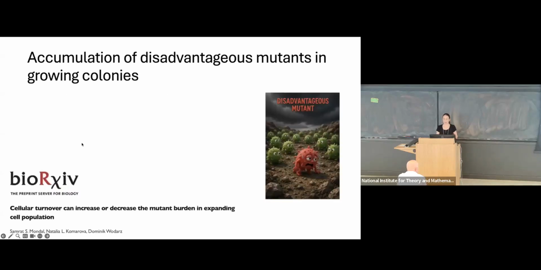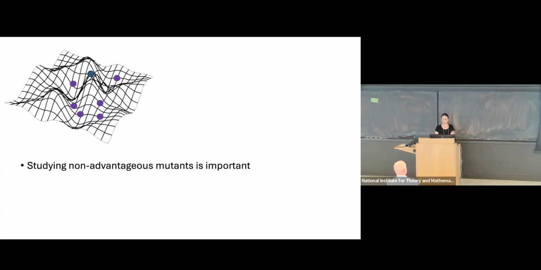Okay. Now, disadvantageous mutants. That's my second story. You can find this new work in bioRxiv, but don't read it because we've just improved it. So the next version is coming up. And so what we study here is disadvantageous mutants. So first I want to motivate it. Why would we even care about disadvantageous mutants?